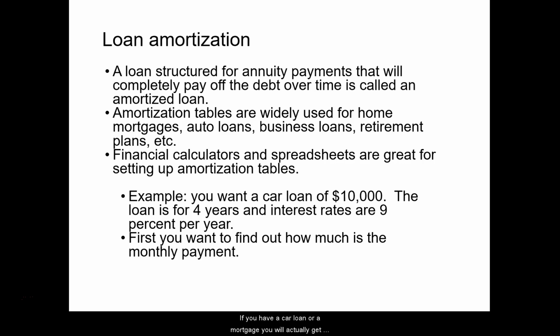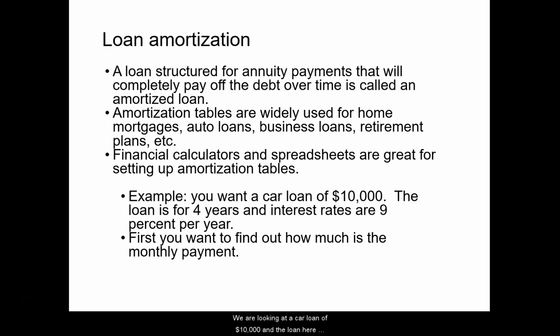If you have a car loan or a mortgage, you will actually get all those amortization tables from your bank or from whatever company that gives you the loan. The amortization table explains how your loan is or will be amortized over time. At the end of this part, we will show you how an amortization table is constructed. So let's take a look at the loan amortization.